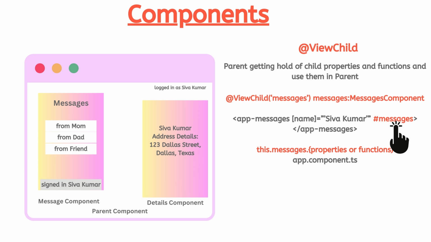In the app.component.ts, we need to use @ViewChild with the ID name, which is messages, and on the right side the messages name can be anything, and the component name, MessageComponent. If you refer to this, you can get hold of the messages child. Once you get hold of the child, whatever properties or methods are part of the child can be accessed in the parent. So this is one way of getting the child data in the parent.